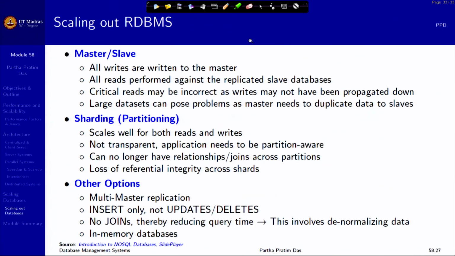So, these are the different options, particularly scaling out is turning out to be more popular, where you have a master slave system where there is one master and multiple slaves, which replicate data, or there is sharding, which is more popular, which scales well, is basically you distribute your data across different processors, and there are mixed options as well.